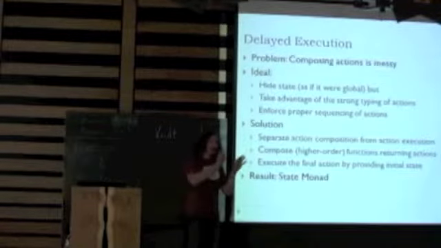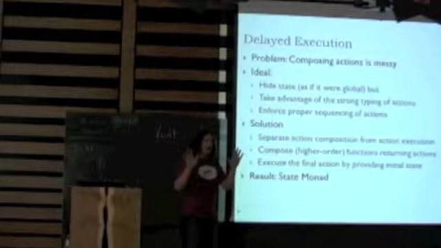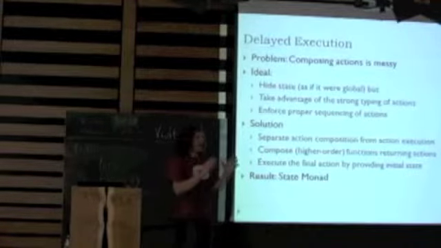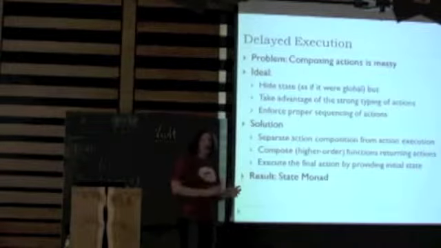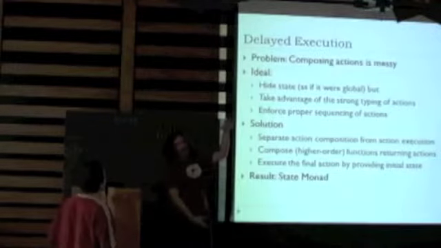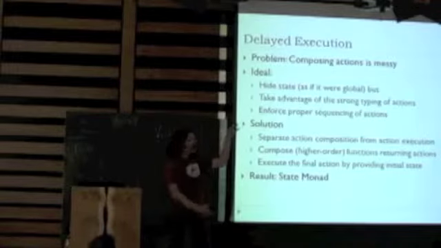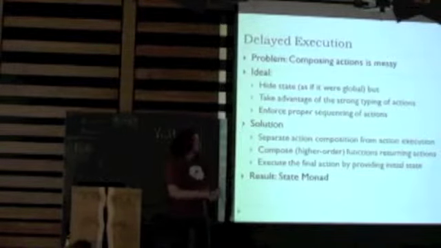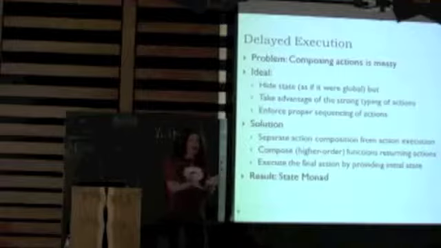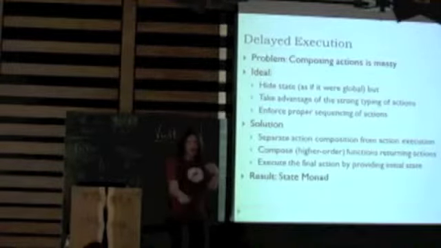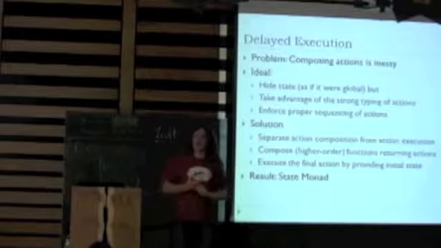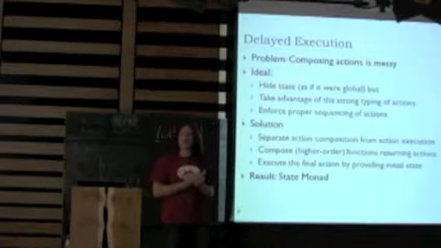Separate two worlds. One is the composition of things. So when you have multiple computations that deal with state and you want to do them one after another, do this combining of these things separately. And then, when you are done with this combination, they will produce something which we call an action. And then you call this action with your state, and it will return you a new value and a new state.